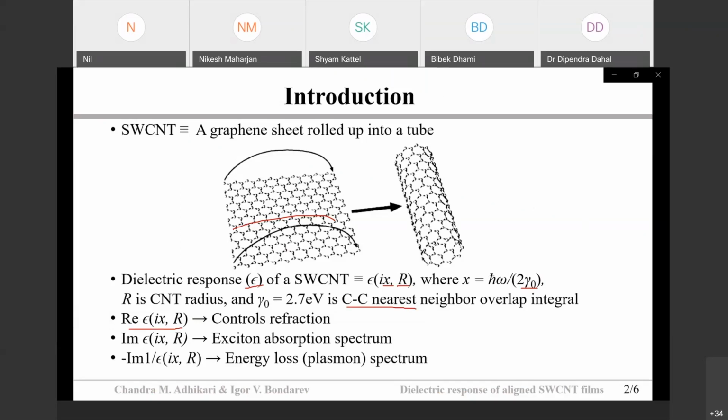The imaginary part of the dielectric response gives us the exciton absorption spectrum, while the negative imaginary part of 1 over epsilon gives the energy loss spectrum, and in our case, this is a plasmon spectrum.